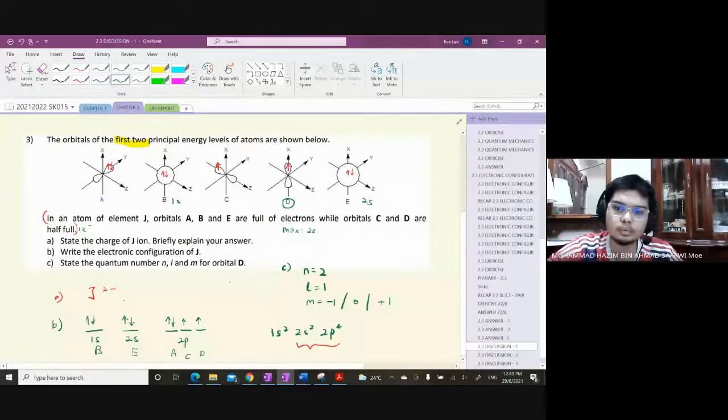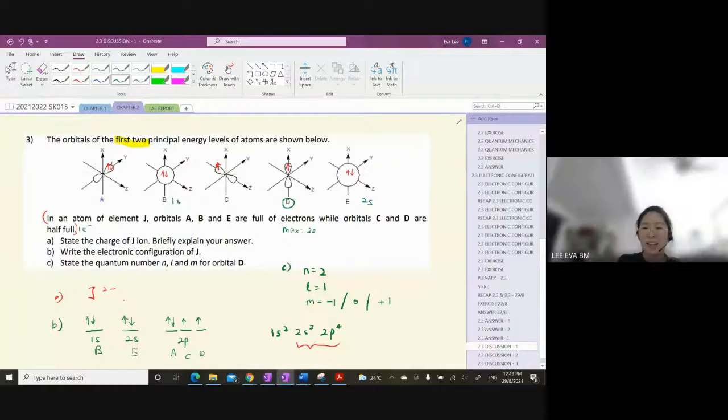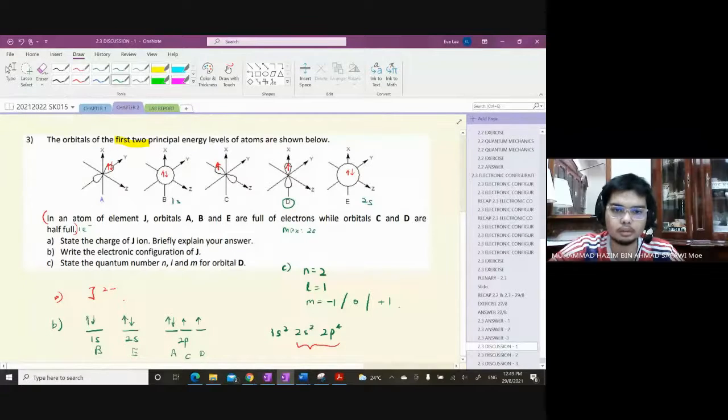Madam, what if we write for M -1/0/+1, just write all of it but with a slash to indicate that it's either one? Yes, you can write that, but don't use commas. If you use commas it covers all of them, so it becomes wrong. Alright, so we need to write a slash to indicate either one.